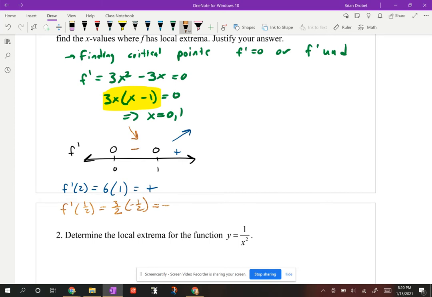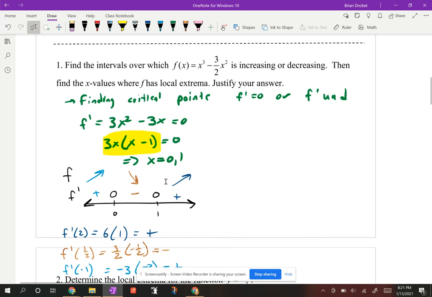And then finally, I'm going to choose a value less than 0. How about negative 1? So what am I going to get when I plug negative 1 into the derivative? Once again, using the highlighted version, negative 3 times negative 2, that's going to be positive. Denote that with a plus and an arrow up above. So what this tells me is that my derivative changes from plus to minus to plus. It tells me that my function is going to increase, then decrease, then increase.